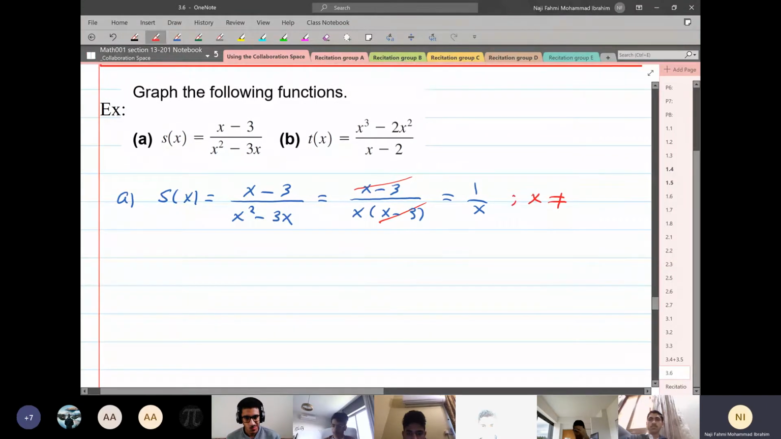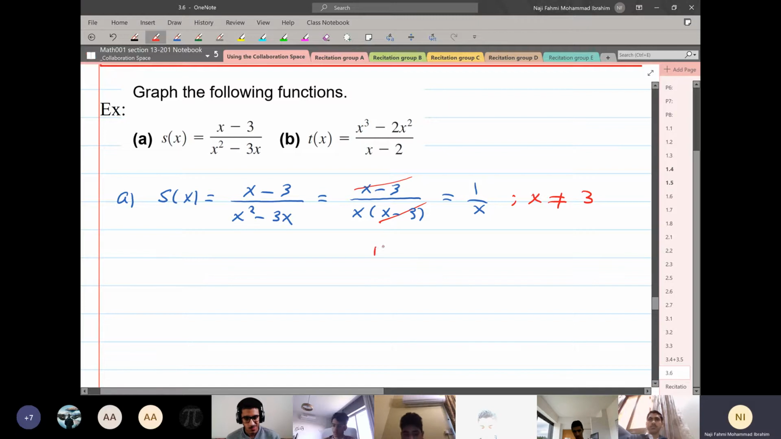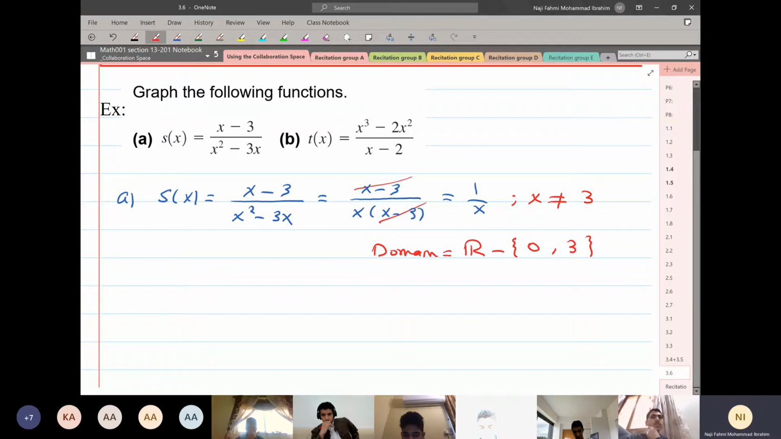X should not be what? 0. No, should not be 3. 0 is already, you can see it in the final answer, but I cannot see the 3 in the final answer. So who can tell me what's the domain for this function? All real numbers except 0, or except 0 and 3? 0 and 3. So the domain is all real numbers except 0 and 3. And we said earlier, we have to find the domain before we simplify.